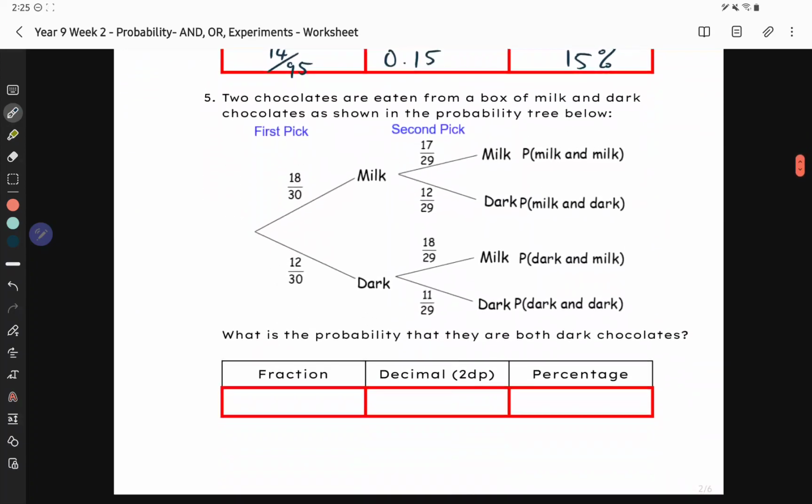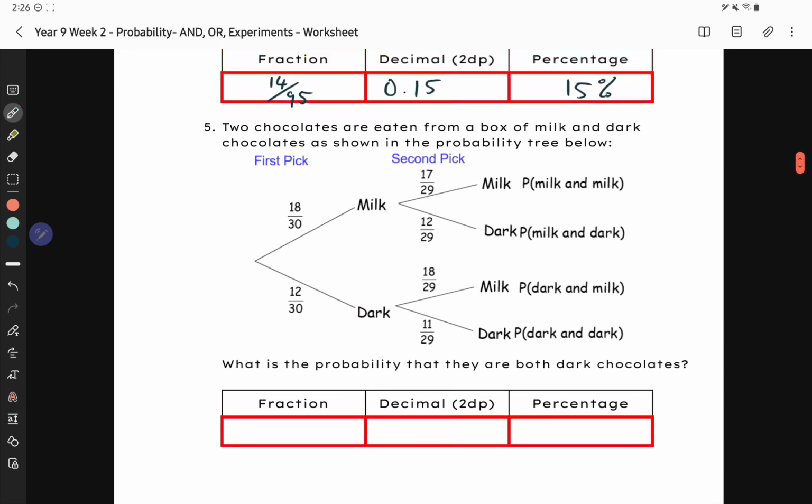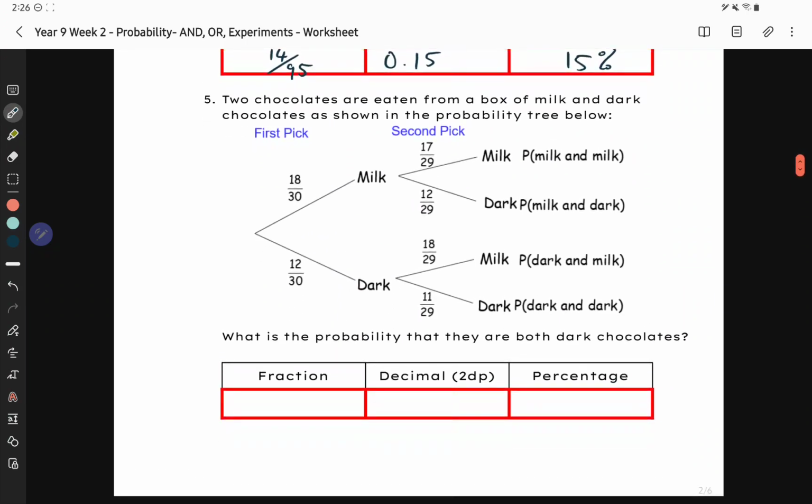Number 5. 2 chocolates are eaten from a box of milk and dark chocolates, as shown in the probability tree below. So there's a probability tree. Going over this way, the first pick, the chance of picking milk chocolate is that. The chance of taking dark chocolate is that. And then the second pick, it's already done for us. There it is. So what is the probability that they are both dark chocolates?